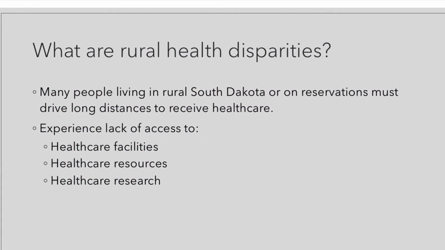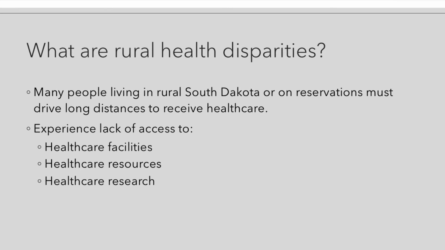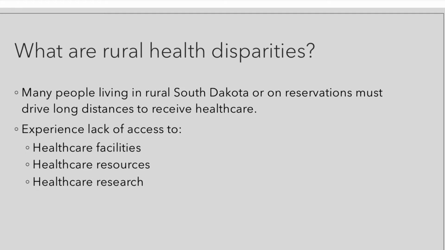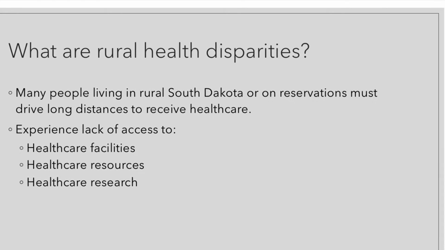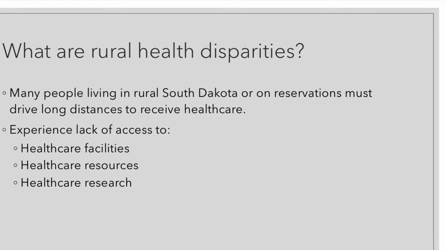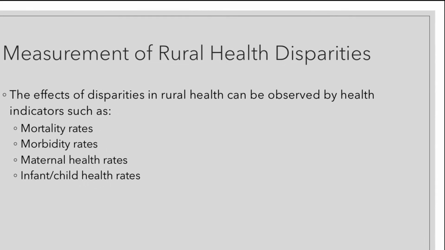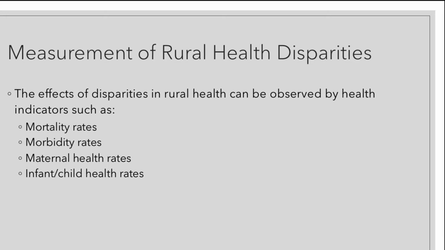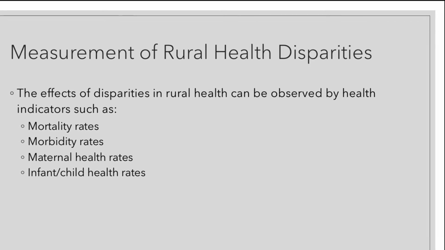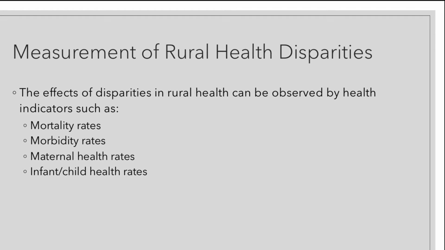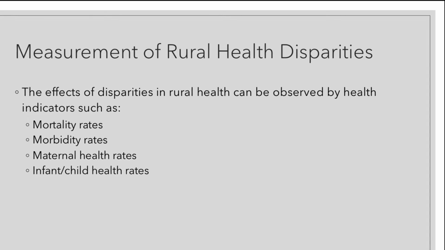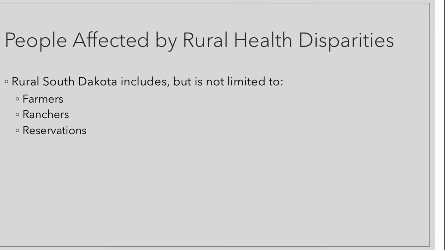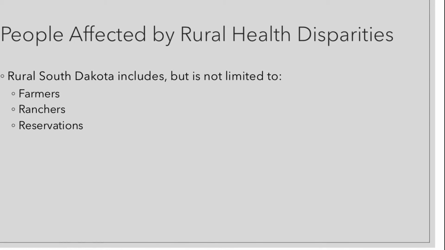Many people in rural South Dakota or on reservations must drive long distances to receive health care. They also experience lack of access to healthcare facilities, healthcare resources, and healthcare research. The effects of disparities in rural health can be observed by health indicators such as mortality rates, morbidity rates, maternal health rates, and infant and child health rates. Some people affected by rural health disparities include farmers, ranchers, and reservations.